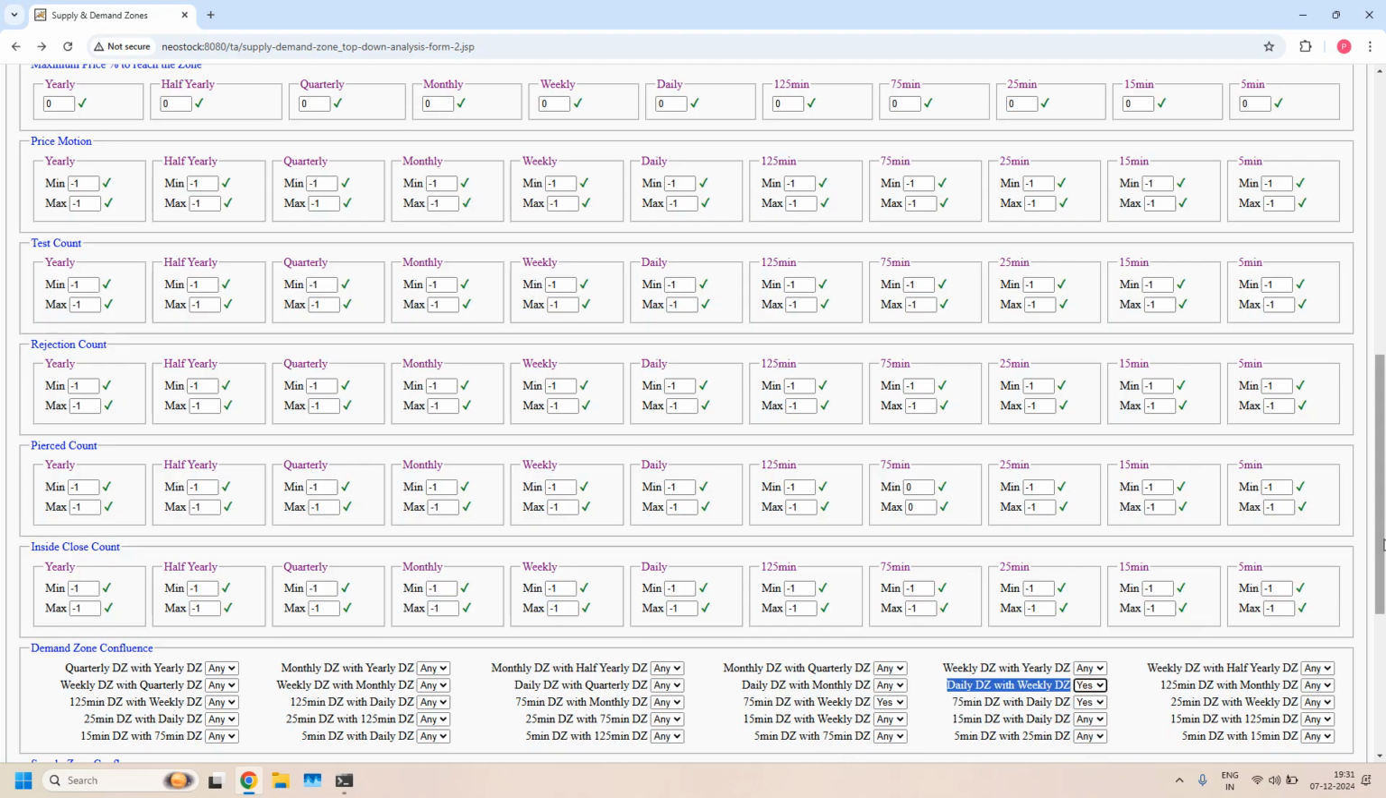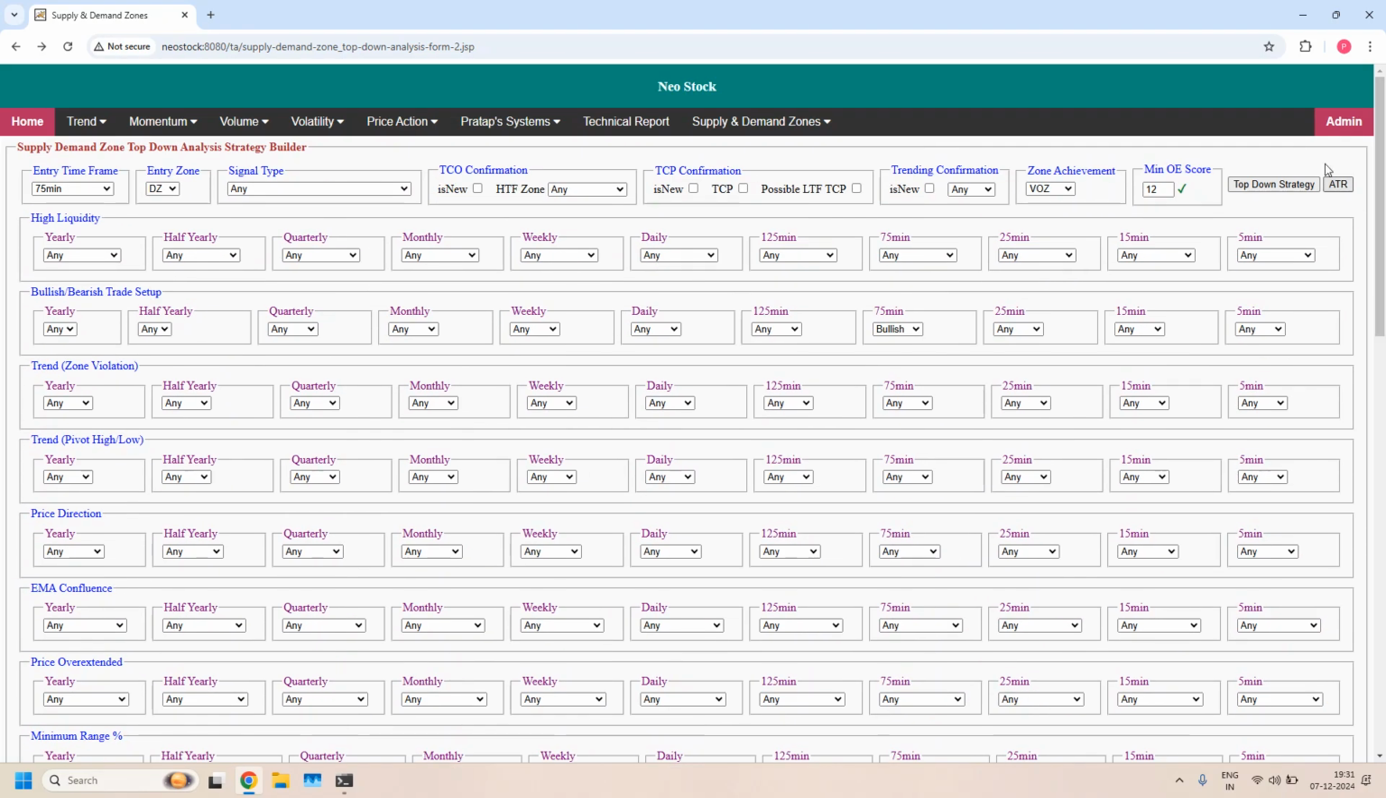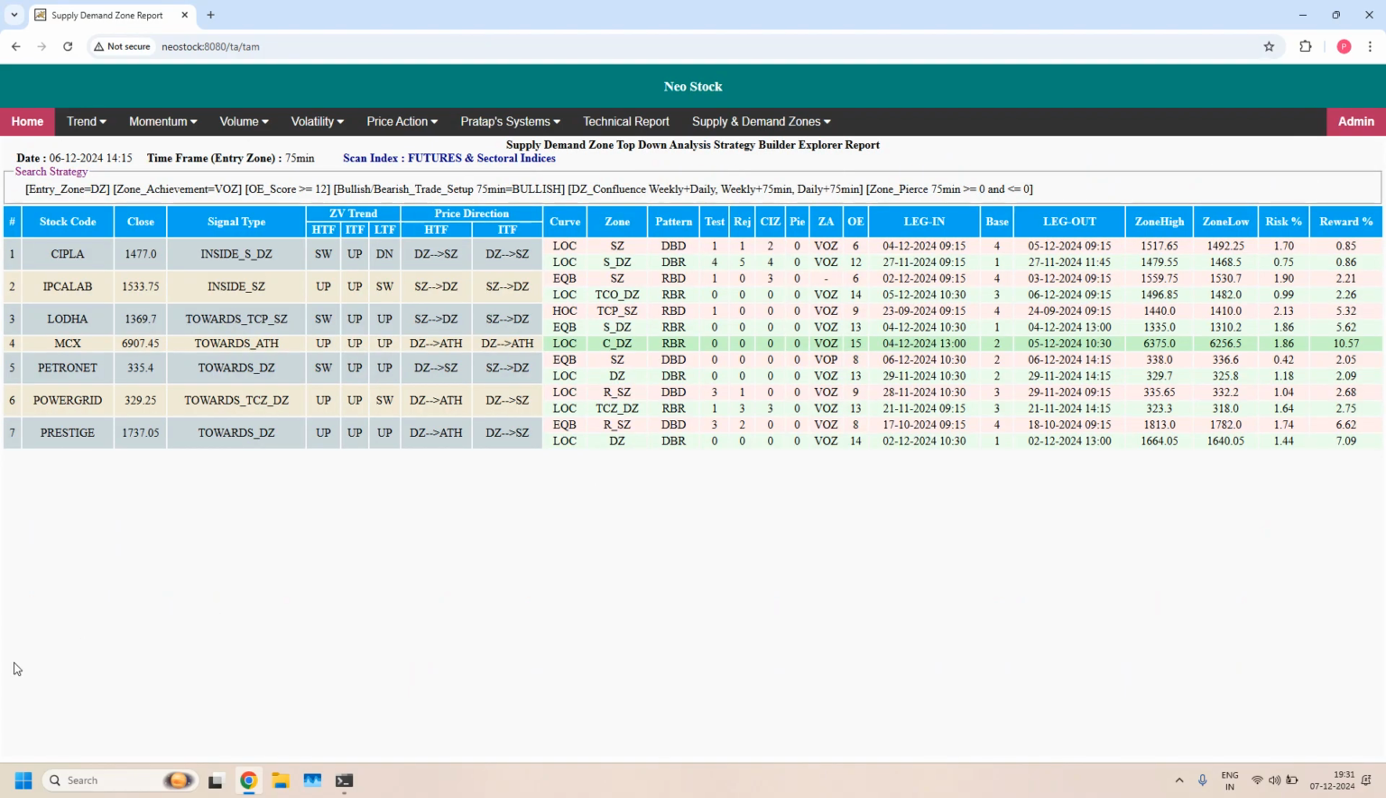With all the 3 filters, LTF, ITF, HTF demand zone confluence, we got 7 stocks. In all these 7 stocks, the entry time frame 75 minutes demand zone is part of the daily demand zone. Both together are again part of the weekly demand zone. And weekly trend is up in all these stocks except 3 stocks out of 7. That means the remaining 4 uptrend stocks are having a weekly EMA confluence. They are even more high probability trade setup stocks.